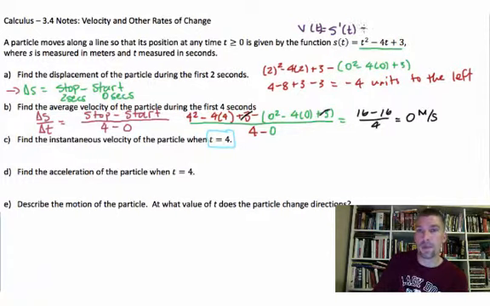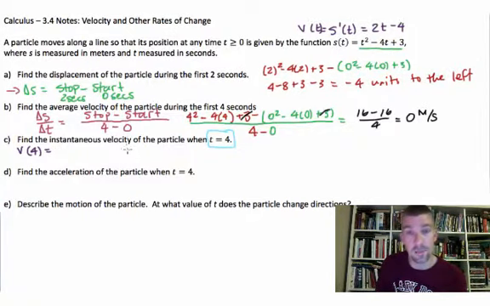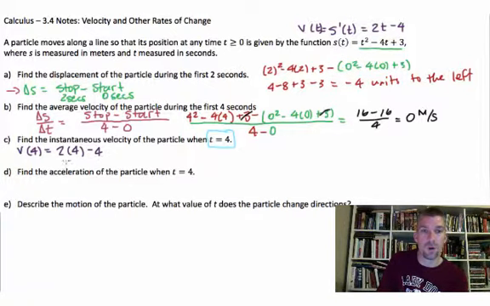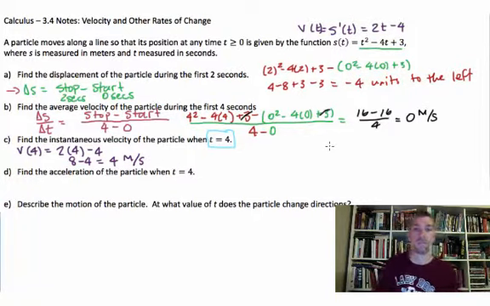We've got position. Let's go ahead and find the derivative of position, which is the same thing as my velocity. And so what I'm going to end up with is 2t minus 4. So find the instantaneous velocity of the particle. I want to know then v of 4. What does that mean? That means everywhere I see a t, I plug a 4 in. So I'm going to have 2 times 4 minus 4. That's going to be 8 minus 4, which is 4 meters per second.